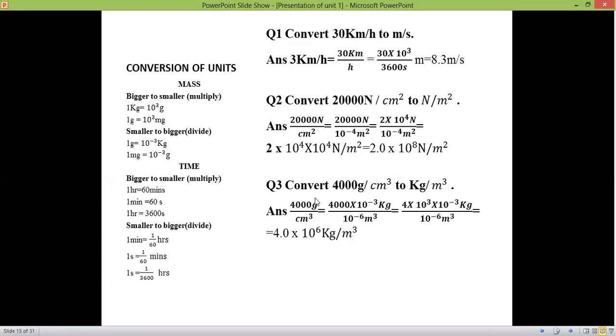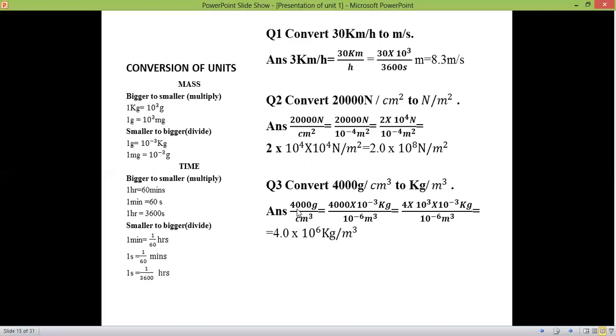The next question is convert 4000 gram per cubic centimeter to kg per meter cube. So 4000 gram per centimeter cube can be written like 4000 gram over centimeter cube. So gram will be replaced by kg and centimeter cube will be replaced by meter cube by their equivalent values. 1 gram is equivalent to 10 power minus 3 kg. So in the next step, gram will not be written. Instead, what will be written? 10 to the power minus 3 kg.